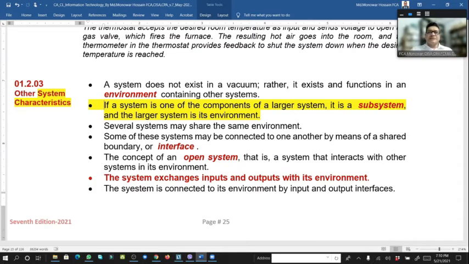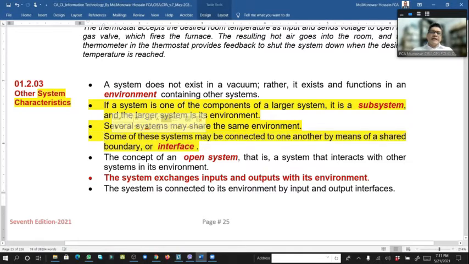Several systems may share the same environment. It is a characteristic of systems. So the system characteristics are: a system needs an environment, and one system is a component of a larger system. It would be the subsystem, and the larger system is the environment, and several systems may share the same environment. Some of these systems may be connected to one another by means of a shared boundary or interface. And every system has a boundary.